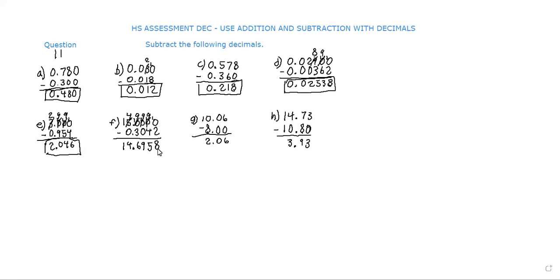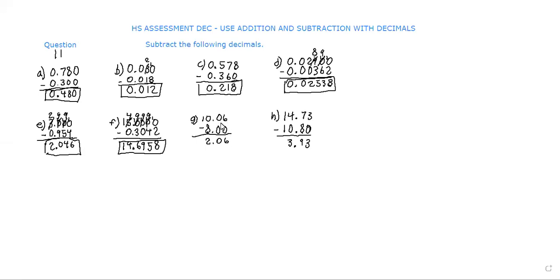So 10 minus 2 is 8. 9 minus 4 is 5. 9 minus 0 is 9. 9 minus 3 is 6. 4 minus 0 is 4. And 1 minus nothing is 1. So our answer will be 14.6958.